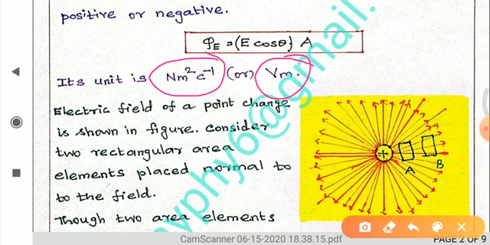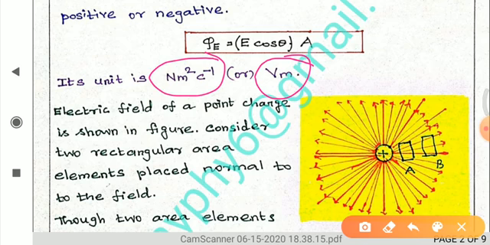Especially we have discussed the units. If you understand the fundamental quantities and fundamental units, then definitely you can remember all the units that can be derived from the formula. Now we can understand how the unit can be given as Newton meter square coulomb power minus 1.